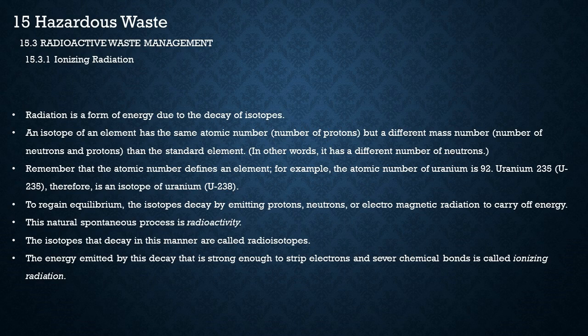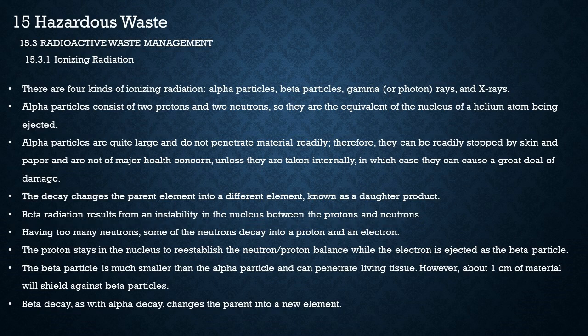To regain an equilibrium, the isotopes decay by emitting protons, neutrons, or electromagnetic radiation to carry off energy. This natural spontaneous process is radioactivity. The isotopes that decay in this manner are called radioisotopes. The energy emitted by this decay that is strong enough to strip electrons and sever chemical bonds is called ionizing radiation. There are 4 kinds of ionizing radiation: alpha particles, beta particles, gamma or photon rays, and X-rays.